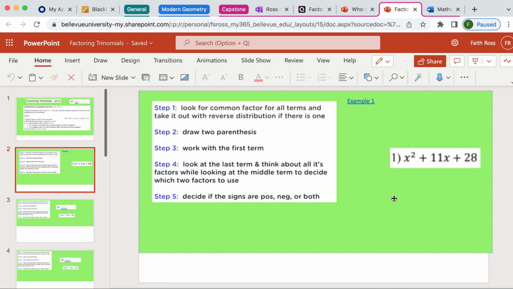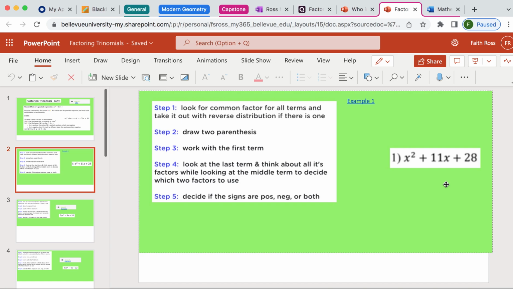Okay, so we know that 28 times 1 is not going to work because our middle term would then be 29x. However, we do know that 4 and 7 equal 28, meaning that if we were to add 4 plus 7, we would also get 11x. So we can go ahead and add in our 4 and our 7.